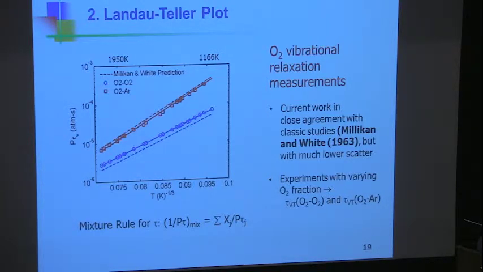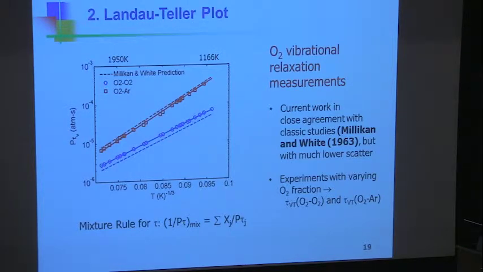The good news, there's good news and bad news. So Millikan and White, back around 1960, so '63, used their interferometry schemes and were able to do O2 and argon and pure O2. And the dashed line was theirs, the extrapolation of their data. The squares are our data. So the good news is we have really nice low scatter, very much better data than other people have.